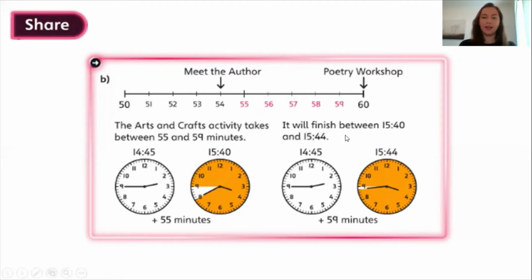The longest it could have lasted is 59 minutes because that's the last time that is less than 60. And that would mean it finishes at 15:44. Because you're adding on 59 minutes, and this is really close to an hour or 60 minutes, it was easier to move on 1 full hour, so 14:45 goes to 15:45, and then subtract 1 minute to take us to 15:44. Well done if you got those correct. Let's move on to some problems together.